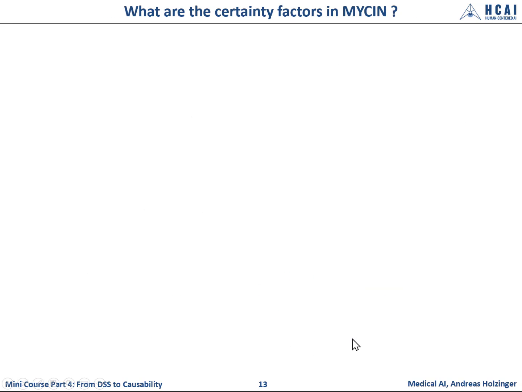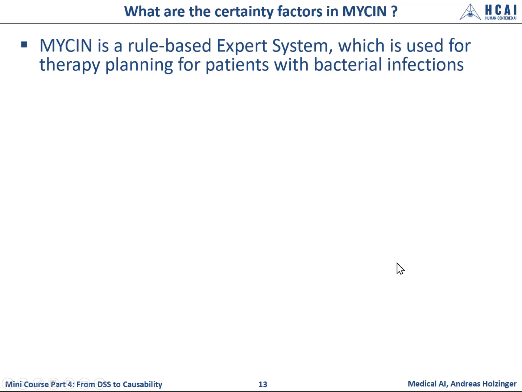So what are the certainty factors? Let's now take a closer look at this Mycin system. Edward Shortliffe was aware of these problems involved with classic logic, and he therefore introduced a certainty factor. So, what is Mycin? Mycin is a rule-based expert system developed by Shortliffe, which is used for therapy planning for patients with bacterial infections. So we concentrate on the domain of bacterial infections only. This is one of the disadvantages of the system, that it can only deal with these bacterial infections.